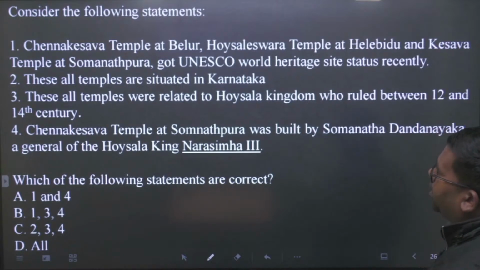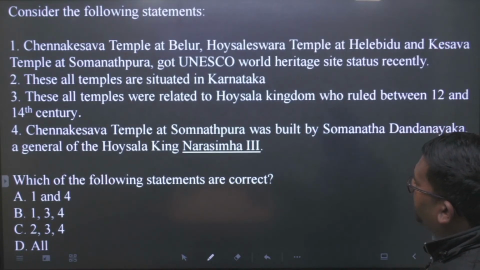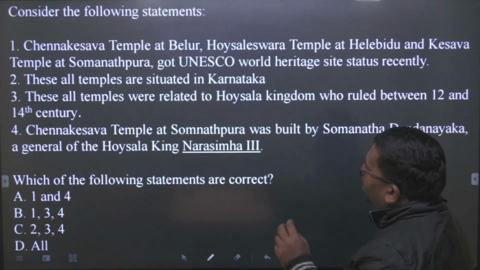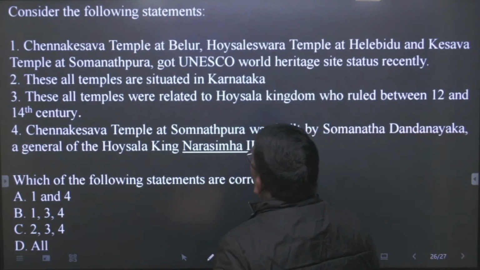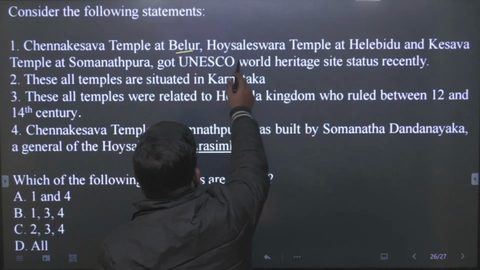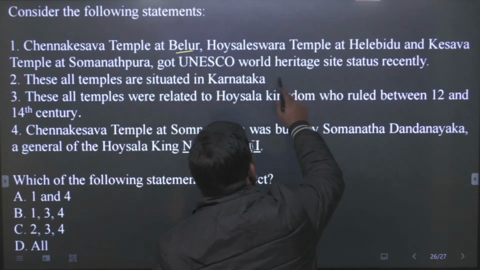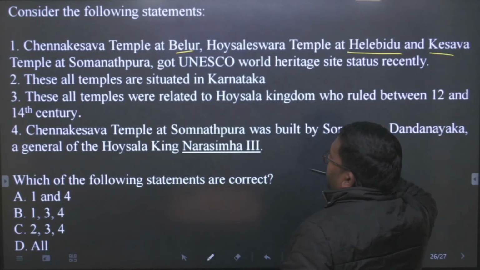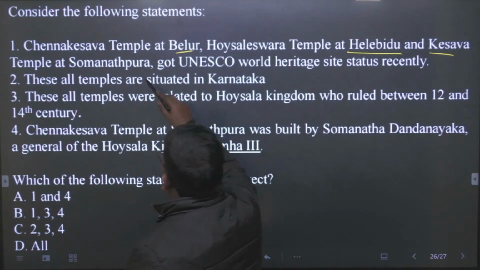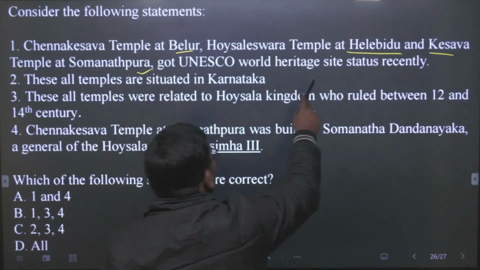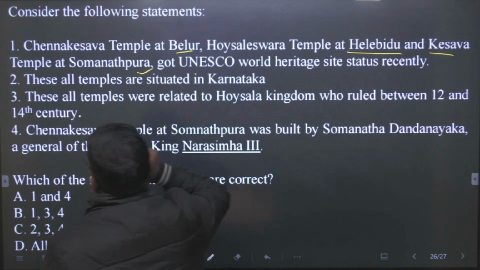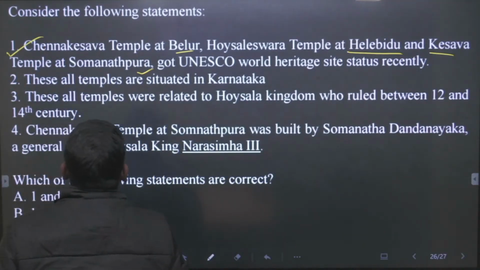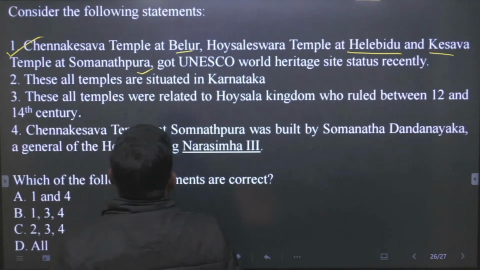So this question says the Chennakeshava Temple at Belur, the Hoysaleshwara Temple at Halebidu, and the Keshava Temple, Chennakeshava Temple at Somanathapura got UNESCO World Heritage Site status recently. So this statement is true. Yes. These temples are all situated in Karnataka. It is true.